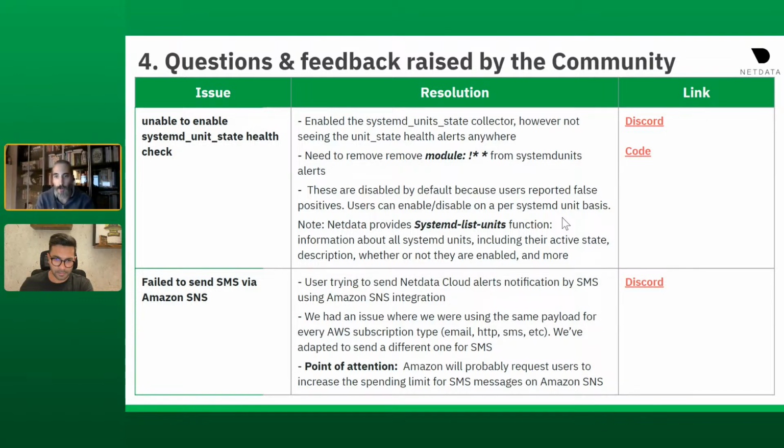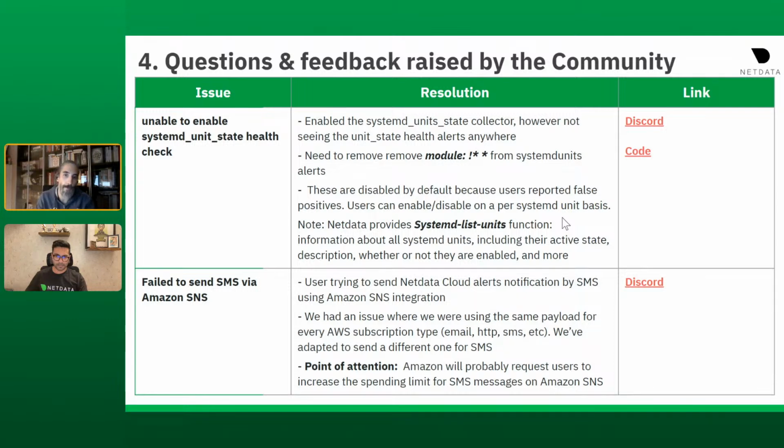There was also a report about not being able to send SMS via the Amazon SNS integration that we did recently. Here there are two points of attention. We had an issue because we were sending the same payload for SMS, for emails and HTTP. The same payload was sent out to all of them, and for SMS this was not working well. So we made an adaptation so that SMS has a specific payload to be able to send properly and correctly.